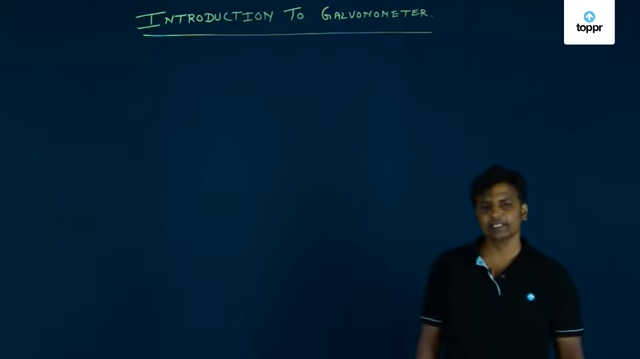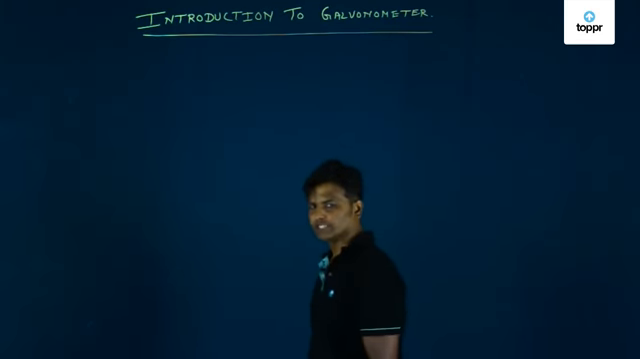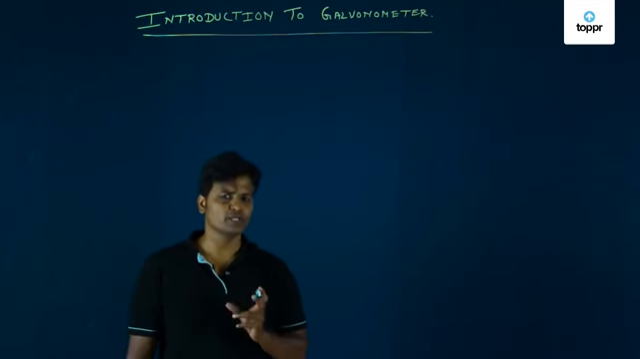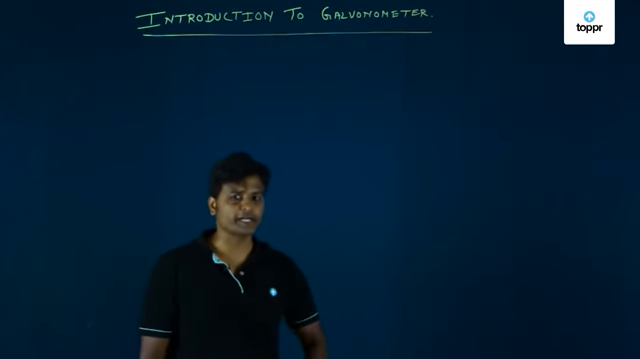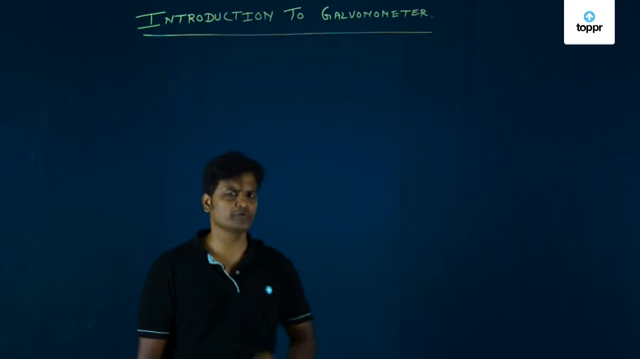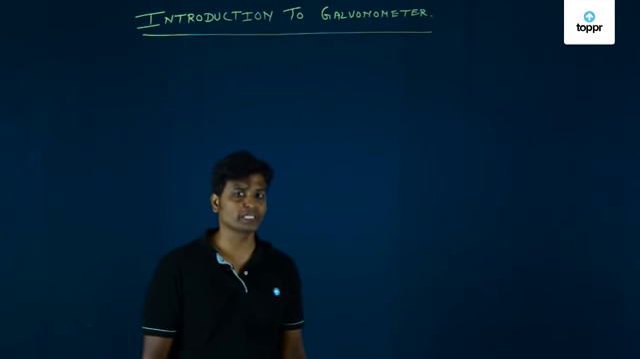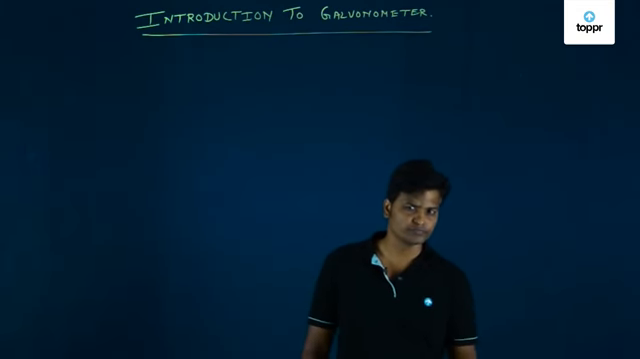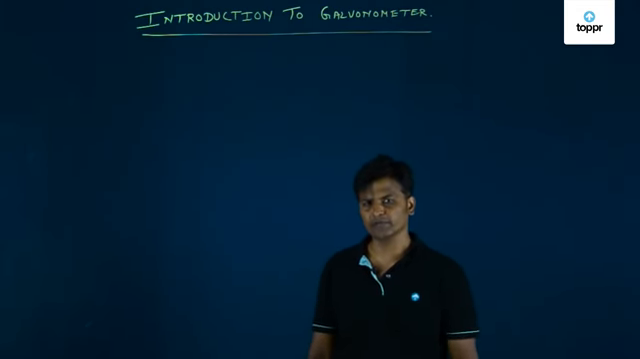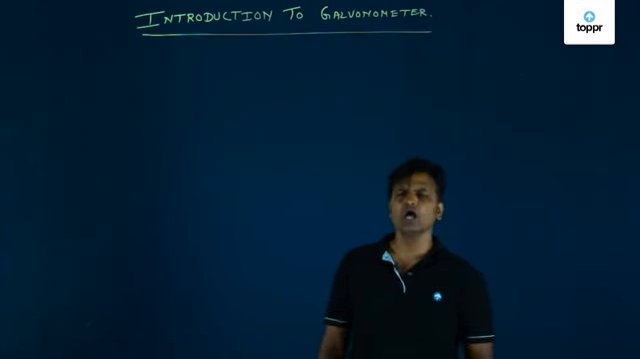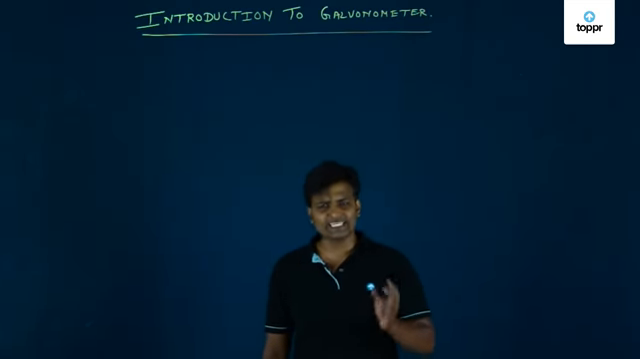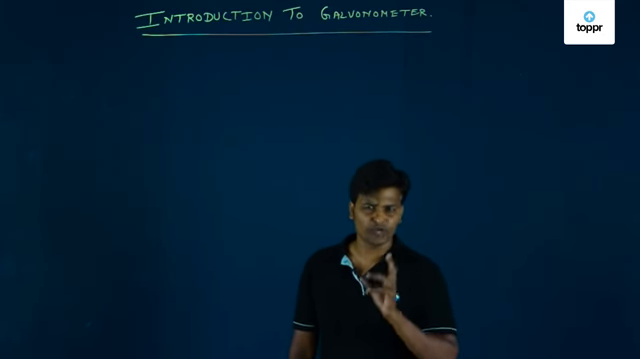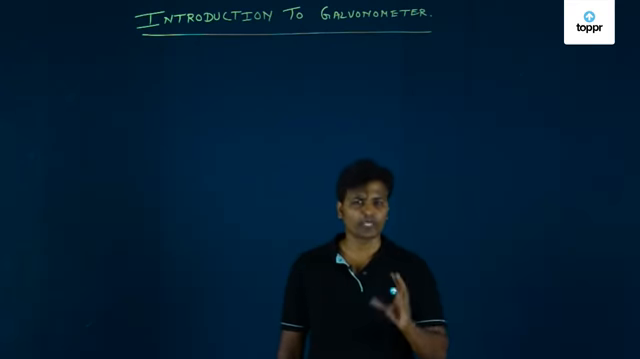Hello friends, in this session we are going to learn about a device which is called a galvanometer. Now galvanometer is a device which is used to detect the current. Why have I used the word detect? Because this galvanometer is used to measure a very small amount of current, maybe in microamperes. Now what exactly is there inside the galvanometer? We are going to understand the basic construction of the galvanometer and the working of galvanometer.